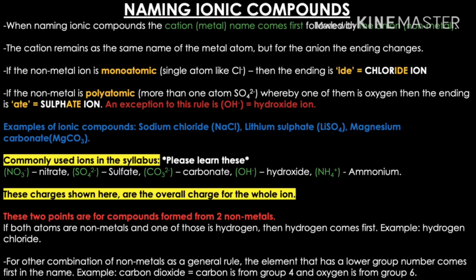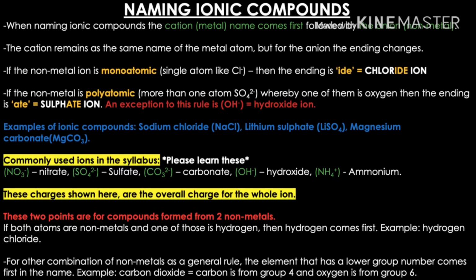So putting all this information together, let's look at some examples of naming ionic compounds. Sodium chloride. As you can see, the metal comes first, followed by the non-metal. Lithium sulfate. Magnesium carbonate. There are some commonly used ions in the syllabus which should be learnt. These include nitrate ion, sulfate ion, carbonate ion, hydroxide ion, and ammonium ion. The charges shown here are the overall charge for the whole ion.